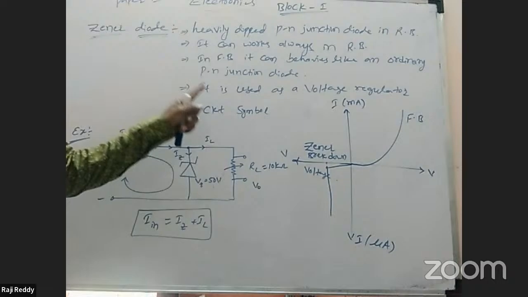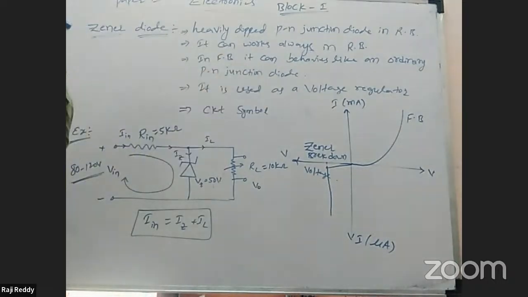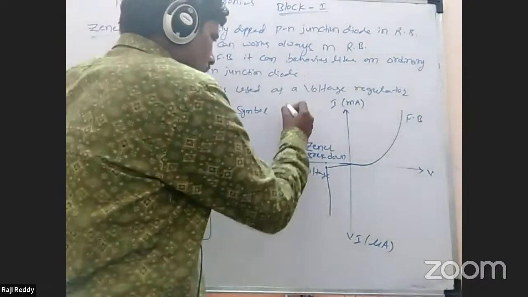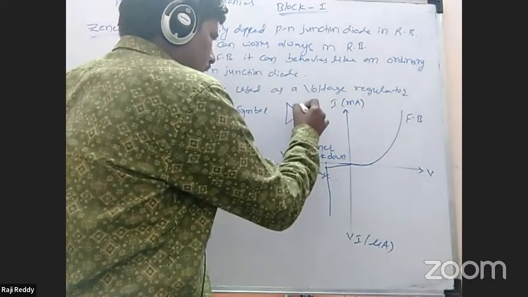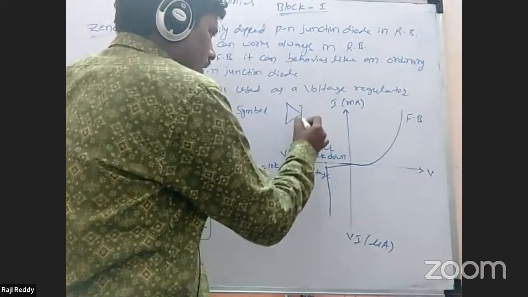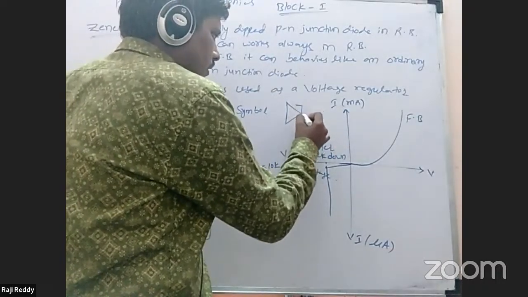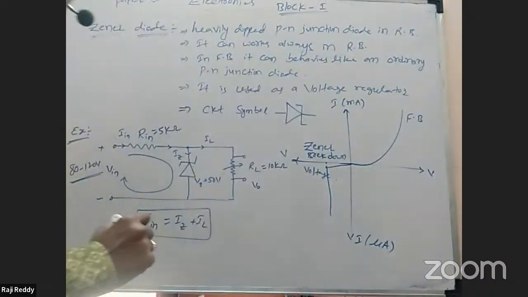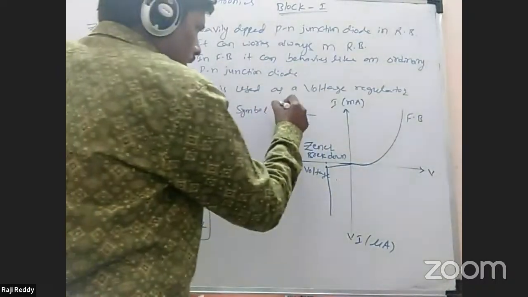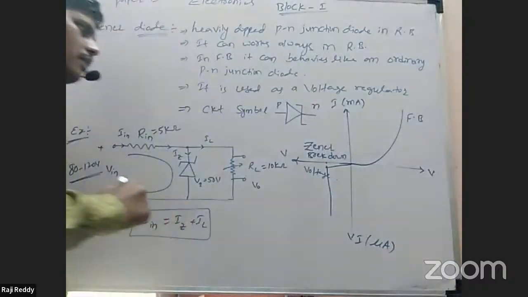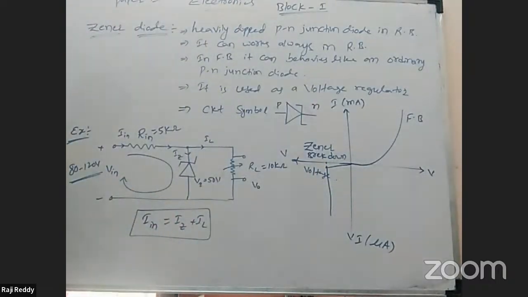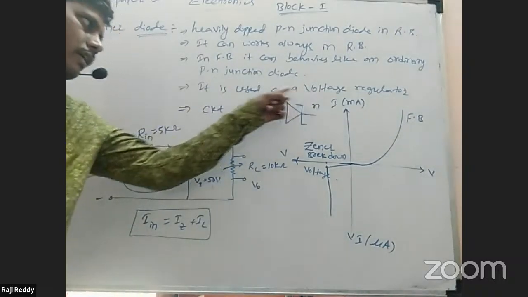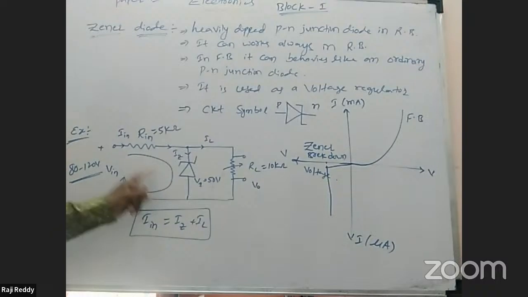It is used as a voltage regulator. The circuit symbol of a Zener diode is similar to the PN junction diode, but instead of a straight line, it has a Z-shaped symbol. Zener diode circuit symbol. And the Zener diode used as a voltage regulator, we can observe that circuit diagram here.